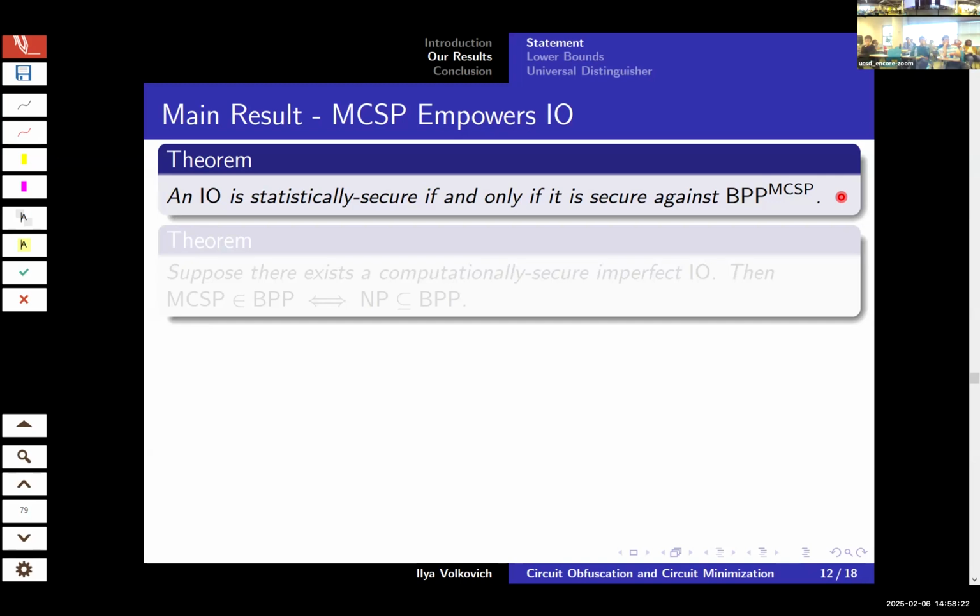Obviously, if you want to talk about security, you have to have asymptotics, right? It's not just one thing, so you have to have a sequence. Yes, Russell? Can you replace the BPP to the MCSP by statistical zero knowledge?